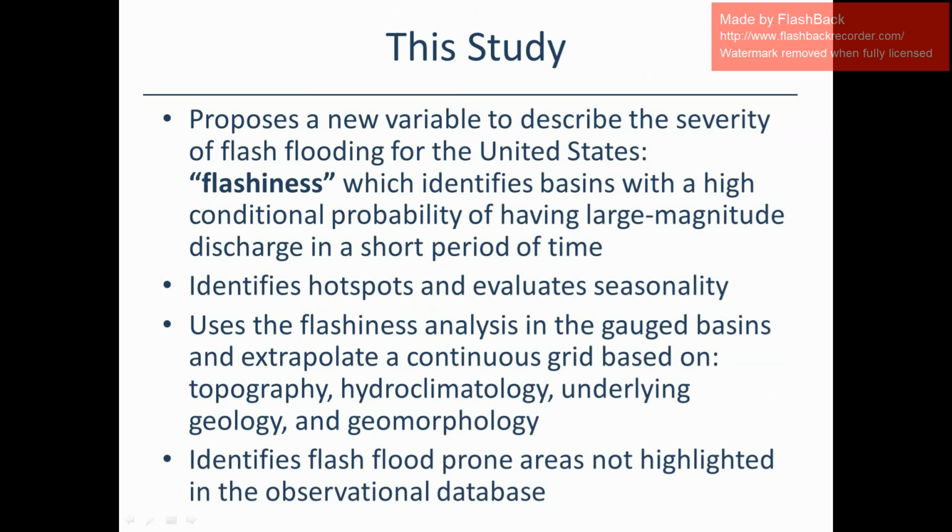It identifies hotspots and evaluates seasonality. It also uses the flashiness analysis in the gauged basins and extrapolates a continuous grid based on topography, hydroclimatology, underlying geology, and geomorphology. It identifies flash flood prone areas not highlighted in the observational database.